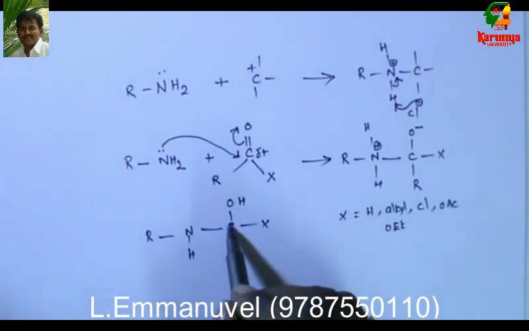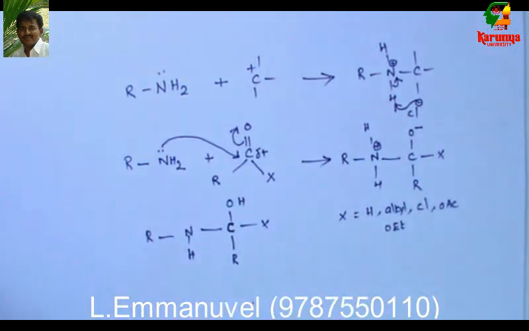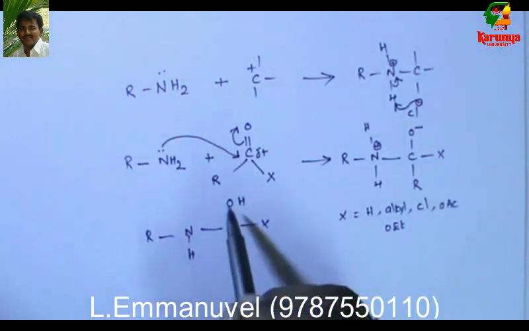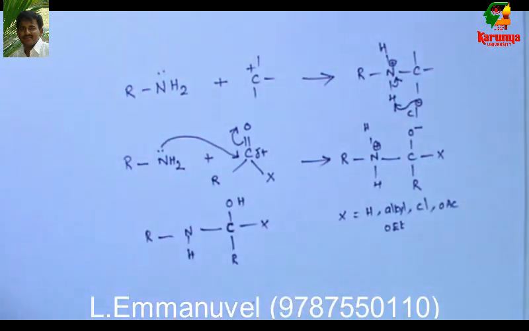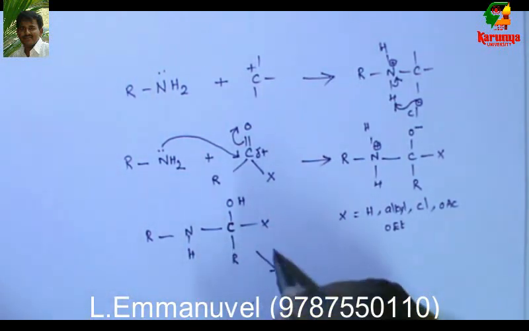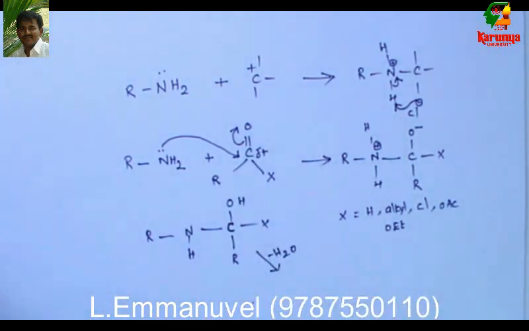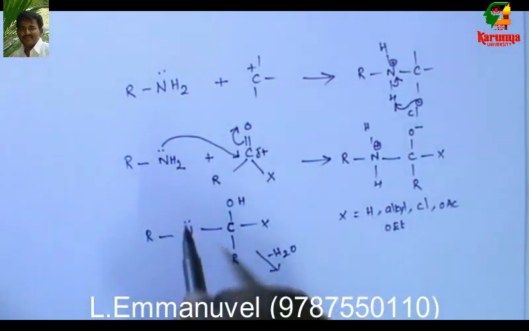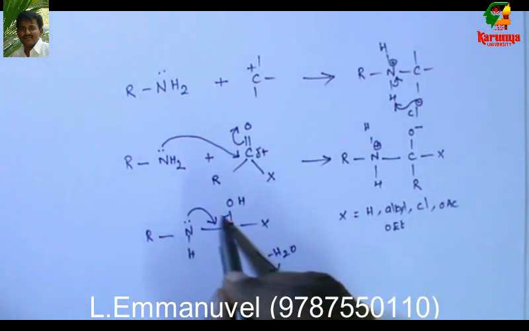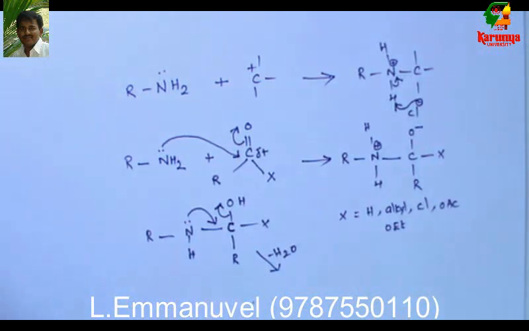Now, if you look at this, there are two heteroatoms. One is nitrogen, another one oxygen. Both have a hydrogen atom. So in such a case, what will happen? Even if one hydrogen is present, it will eliminate water. So the lone pair of electrons from nitrogen will fall here, and this will act as the leaving group.